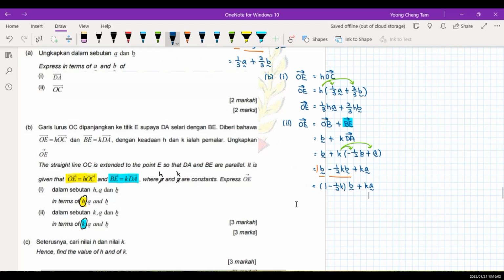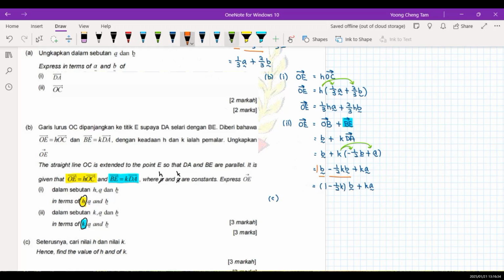Okay, so that is the answer for question B2. So vector OE is (1 minus 1 over 2k) B plus k. Okay, and finally look at question C. Hence find the value of HK. For this type of question, you must refer to the previous question, because B1 and B2 actually refer to the same vector, right?